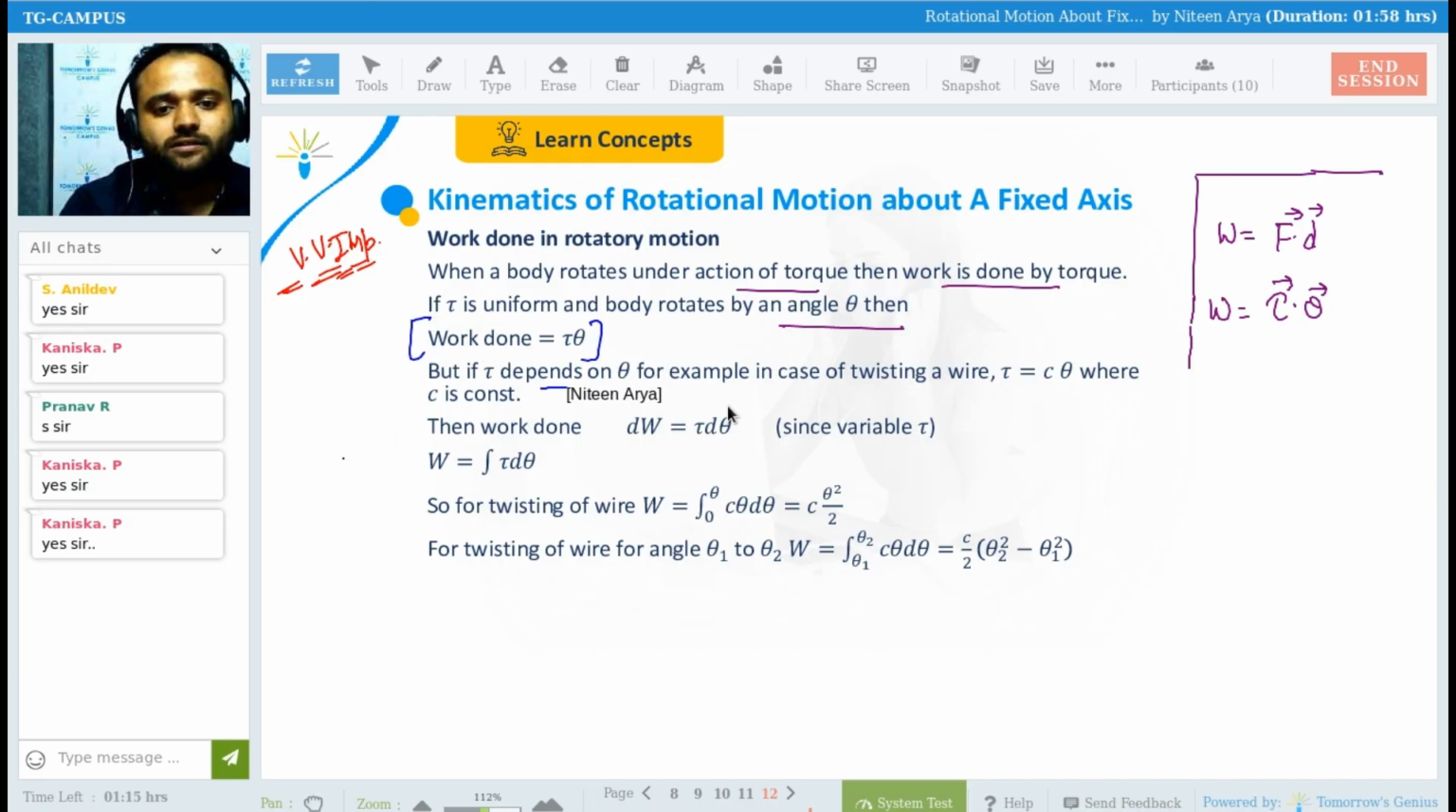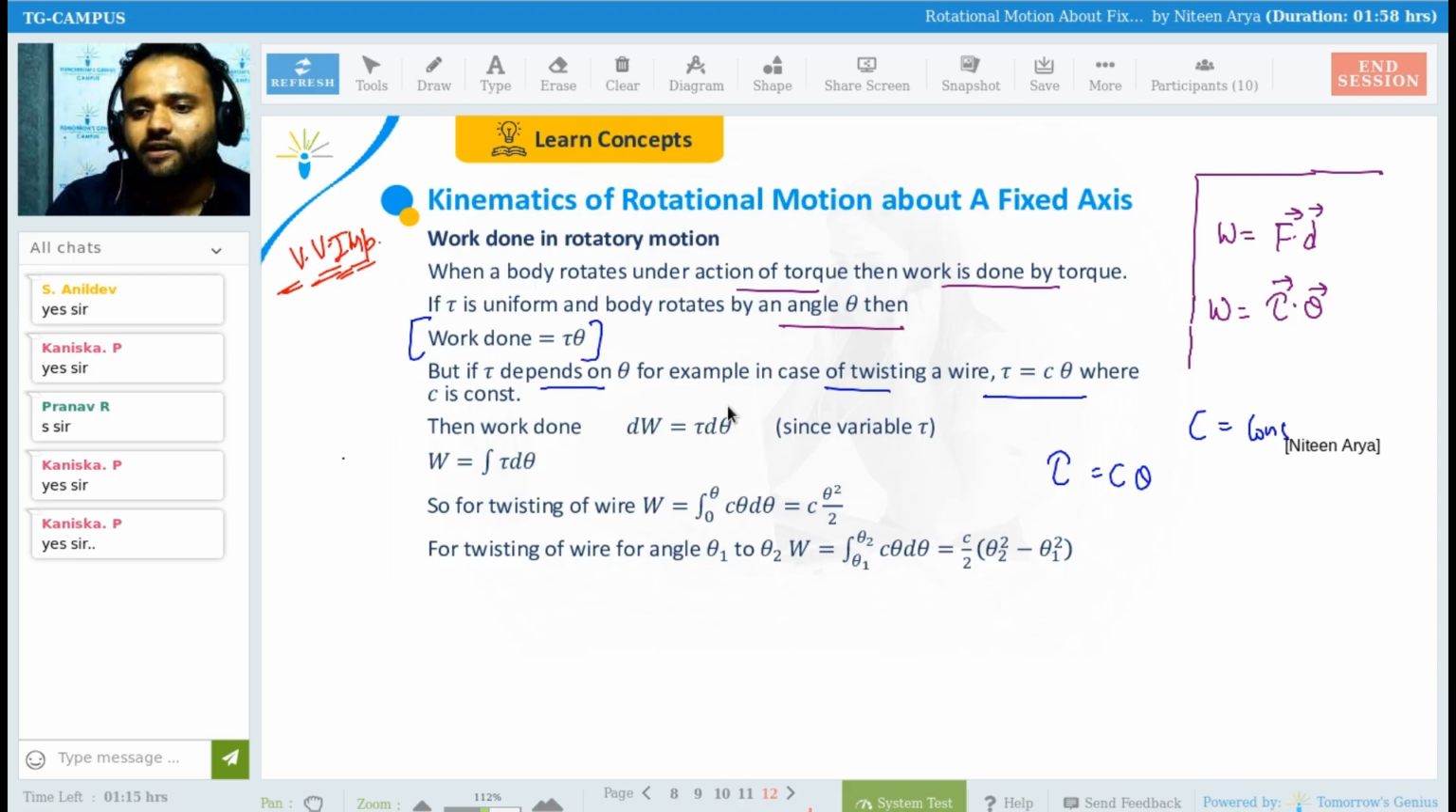But if tau depends on theta, for example in the case of twisting a wire, tau equals C theta. Say there is a wire and I twist it. There is a constant C, and the moment I release it, it is going to revolve. So the torque tau is directly proportional to theta, and torque tau is C theta. This proportionality constant C is different for different materials. It is known as the twisting constant.